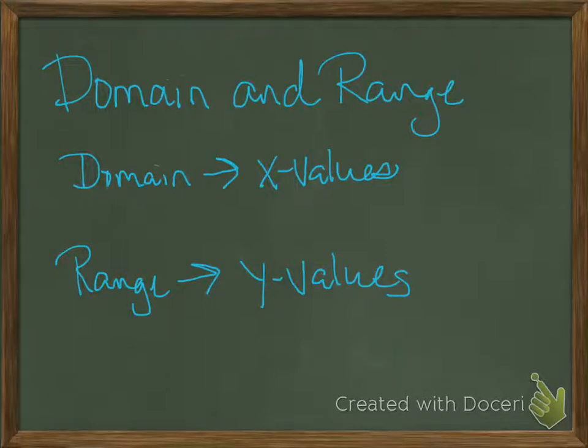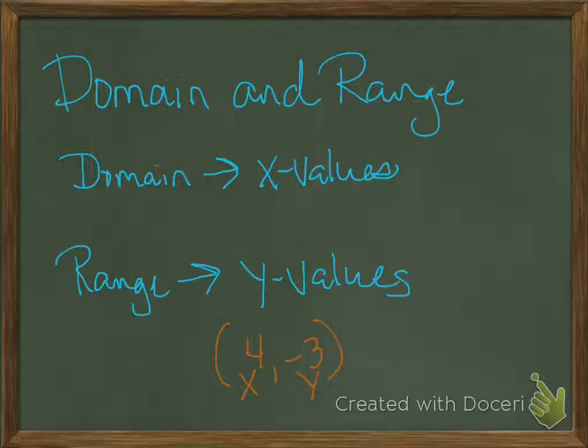Hello, today we are going to talk about domain and range. Okay, domain is going to be our x values. Okay, range is going to be our y values. So if we have a point (4, -3), the 4, which is my x value, is called my domain, and -3, which is my y value, is also called my range.